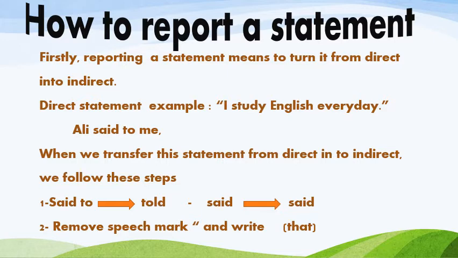I have an example for a direct statement. When I say, "I study English every day," Ali said to me, this is direct. When we transfer this statement from direct into indirect, you have to follow these steps in the correct order. Firstly, the saying verb "said to" should be "told." And if you have "said," it's going to be the same, so write the word "said."